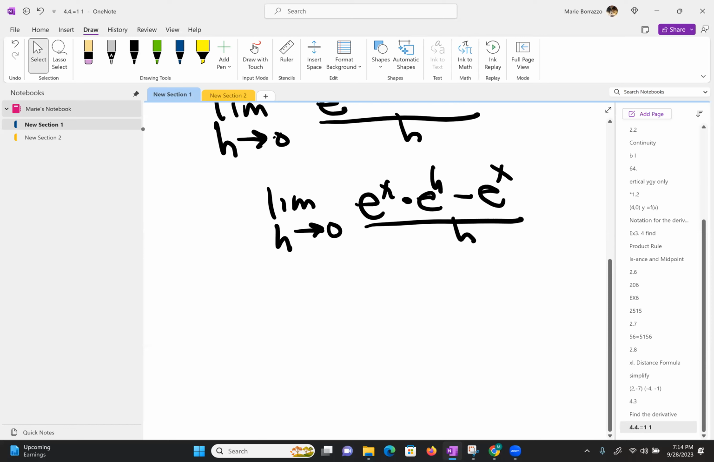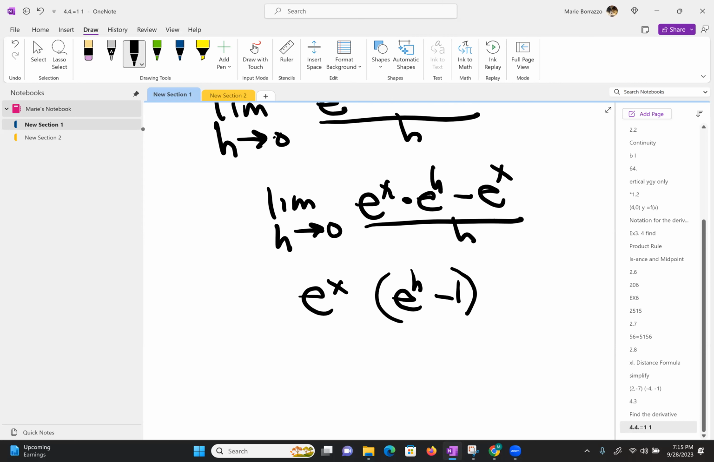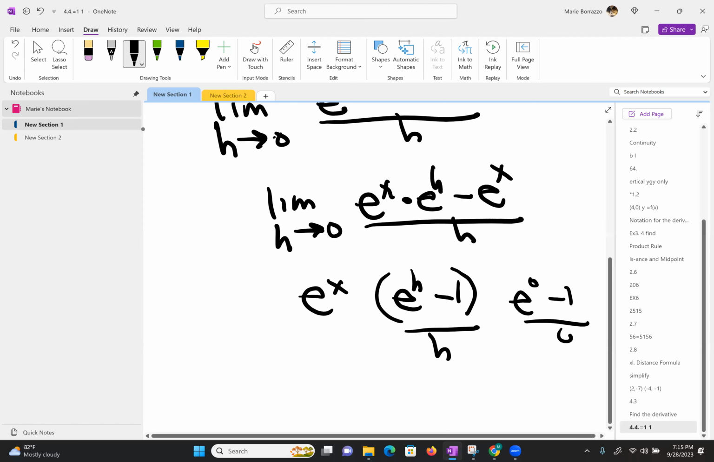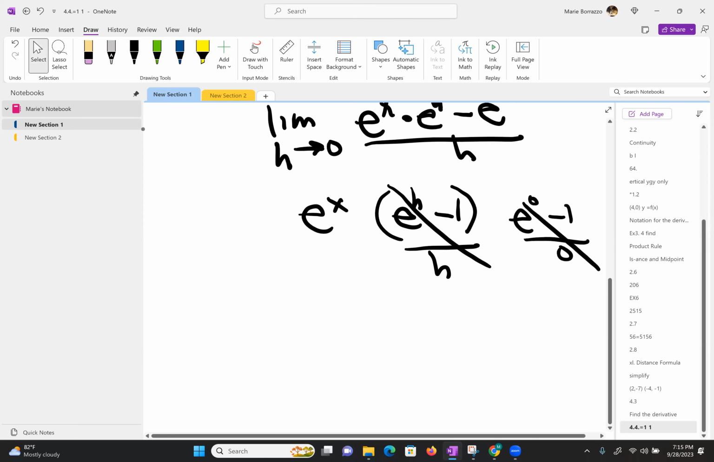Technically, I can factor out e to the x. If I factor out e to the x, I end up with e to the h minus 1 all over h as h approaches 0. So if h is approaching 0, you end up with e to the 0 minus 1 over 0. Well, that's 0. That just cancels out the 1 or 0. So e to the x is the only explanation.